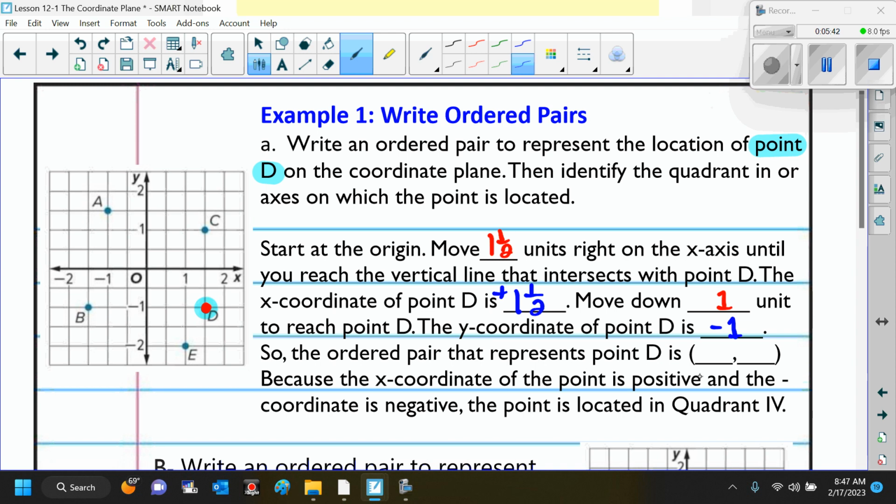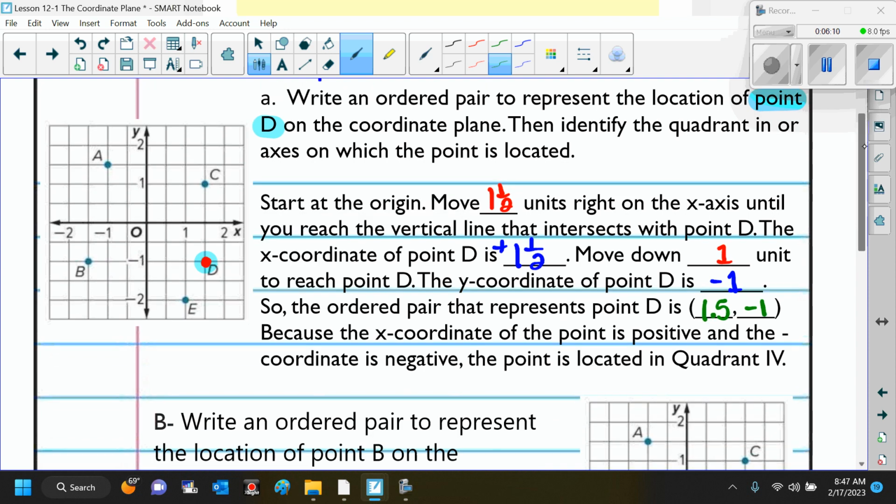So the ordered pair that represents D is going to come from this point and this point. My ordered pair is a positive 1.5, and you can use decimals too. Positive 1.5, comma, don't forget the comma, -1.